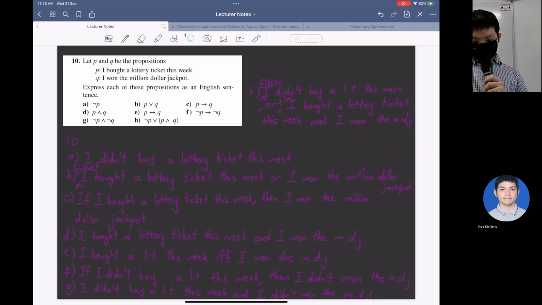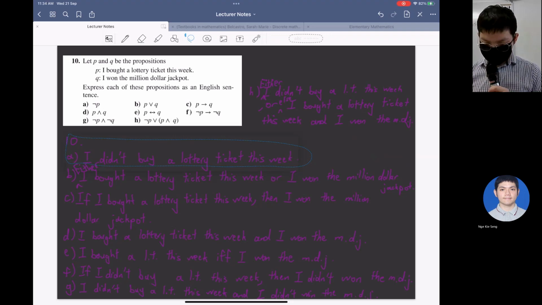Louder? Okay, can you hear from the back? Can you hear or not? Cannot hear, louder. Louder, please. I don't buy... Can you hear from the back? Cannot hear. Louder, sorry. Slower and louder. Okay. I didn't buy a lottery ticket this week. Okay, very good. Didn't buy.